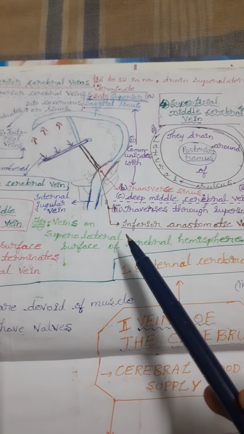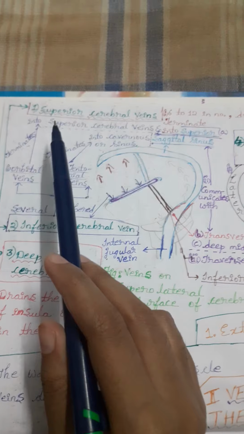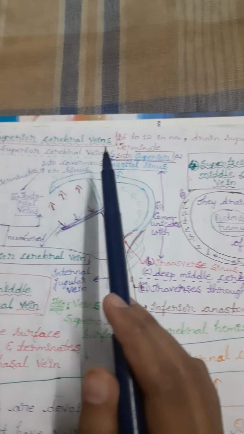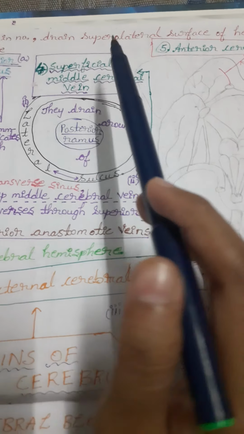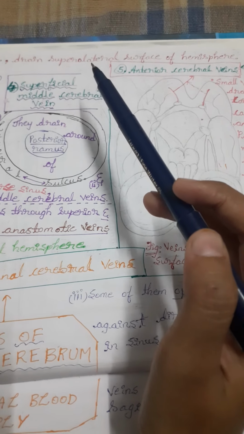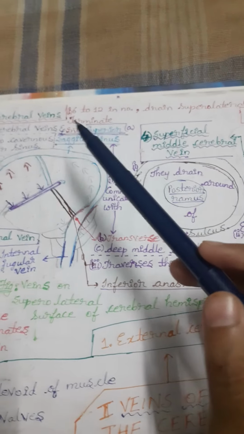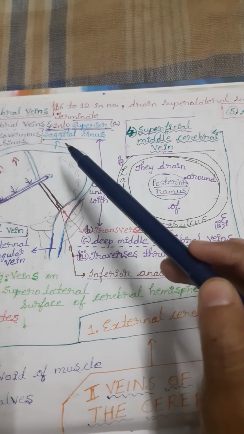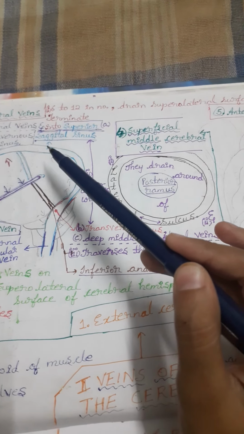Veins on the superior lateral surface of cerebral hemisphere. First one is superior cerebral veins. These are 6 to 12 in number. They drain the superior lateral surface of the hemisphere, that is the upper lateral surface, side surface, and terminate into superior sagittal sinus, which is sky blue color here.